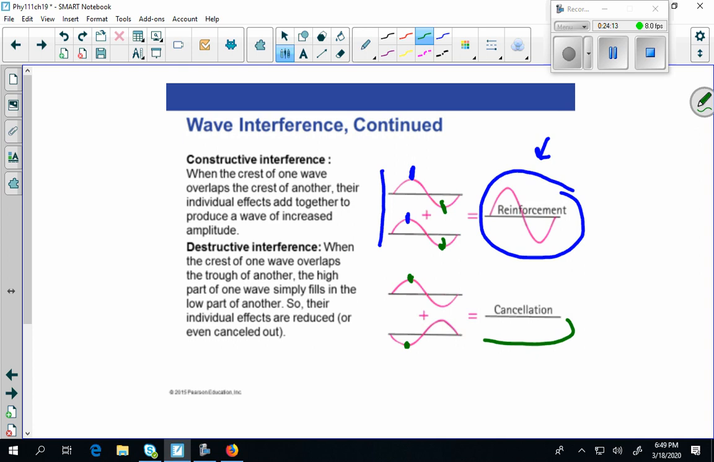But you will notice in both of those, it was either the exact peak adding to the exact peak, or it was the exact peak adding to the exact trough. So you can get a combination of effects as well. But for right now, I want you to concentrate on this and try to understand that.